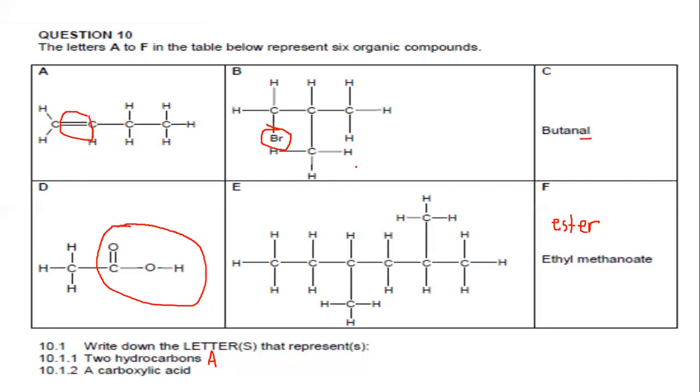We get to B. In B, there's a bromine. So the bromine is not hydrogen. So now we've got another atom. So no, we don't take this as a hydrocarbon, okay? By the way, it's a haloalkane.